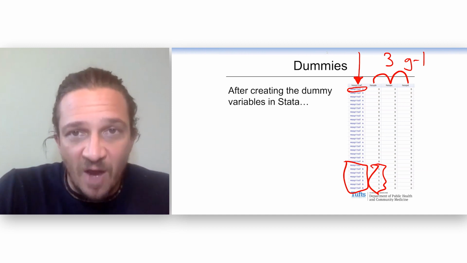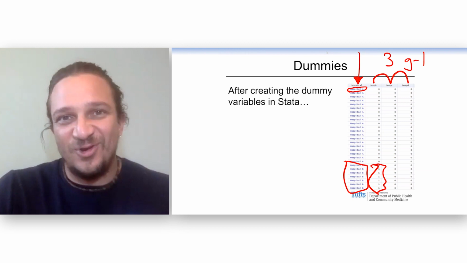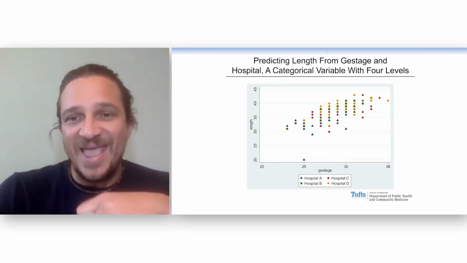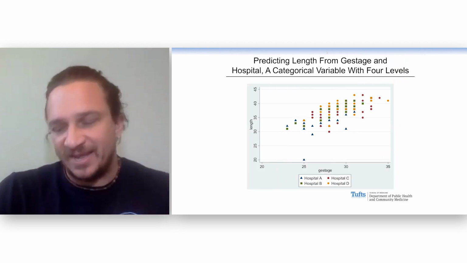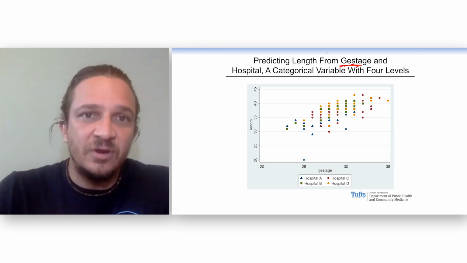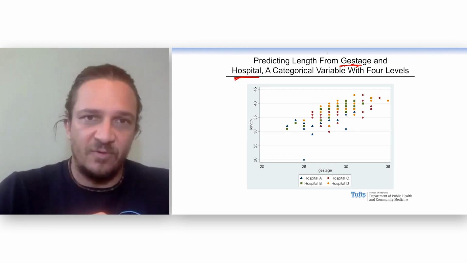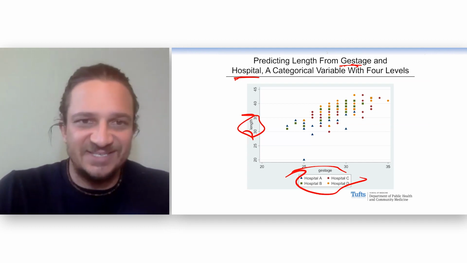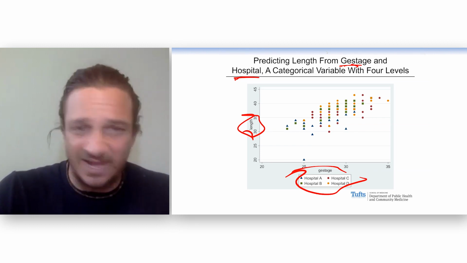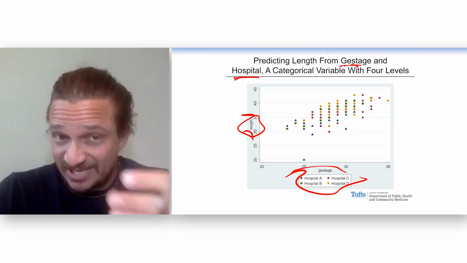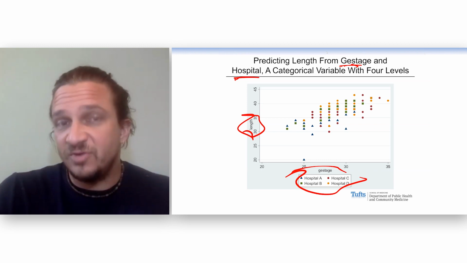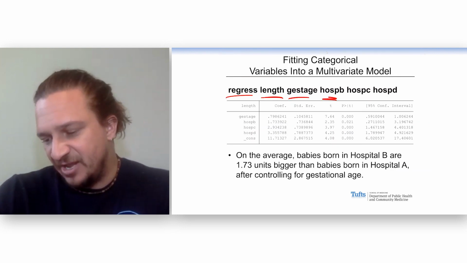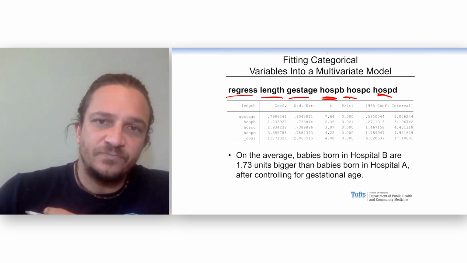So we make these new dummy variables that are binary, and we already know you can take a binary variable and just throw it into the model as long as you're cognizant of what the coding is. So let's make that model that contains gestational age, and now it's got this hospital variable, which has these 4 different levels. We're still going to predict birth length as the dependent variable. So the model will be something like regress length, gestational age, and then those 3 new dummy variables that we made.